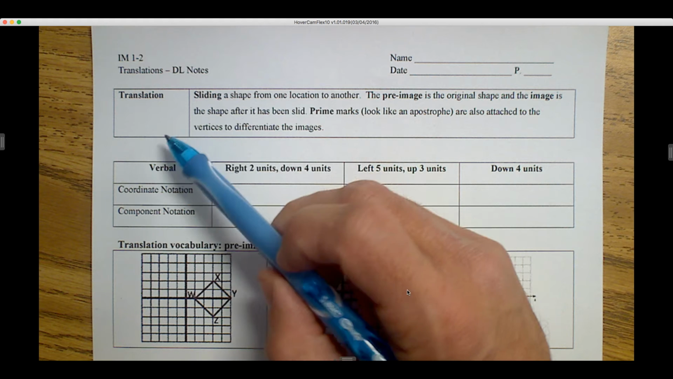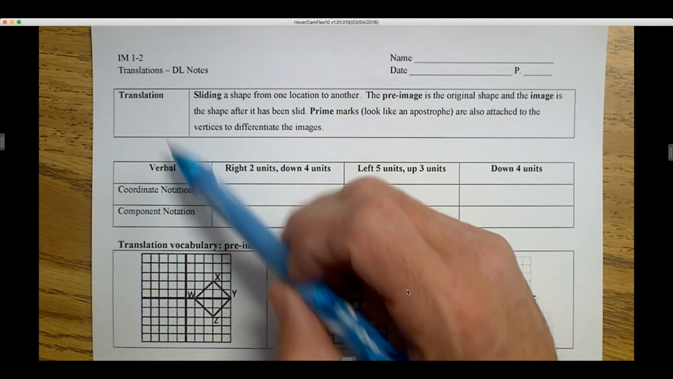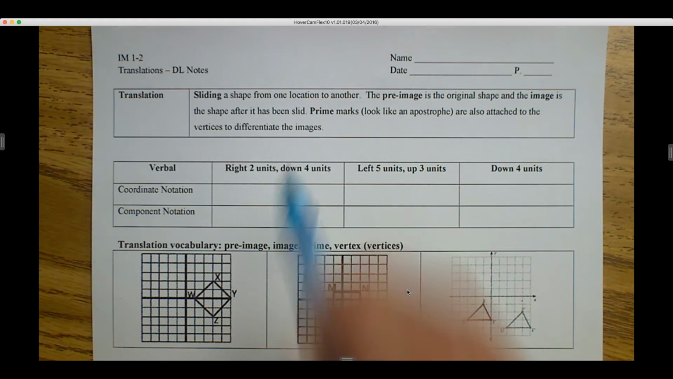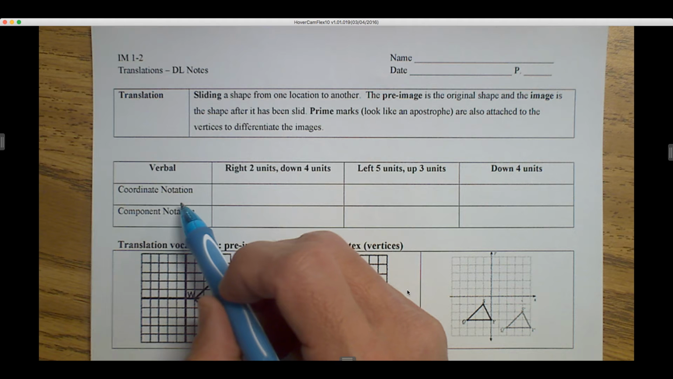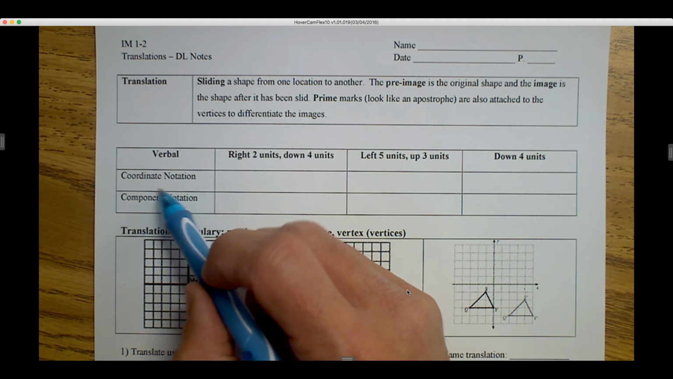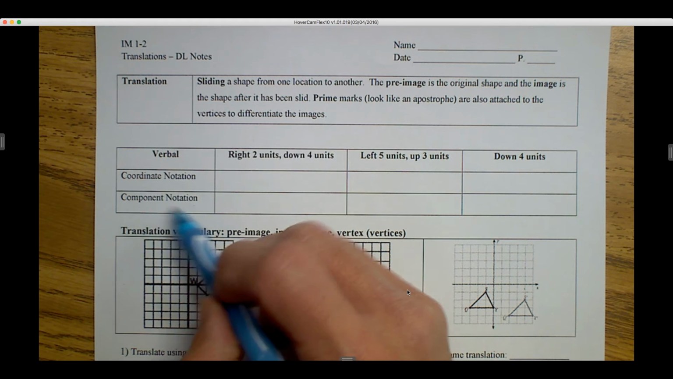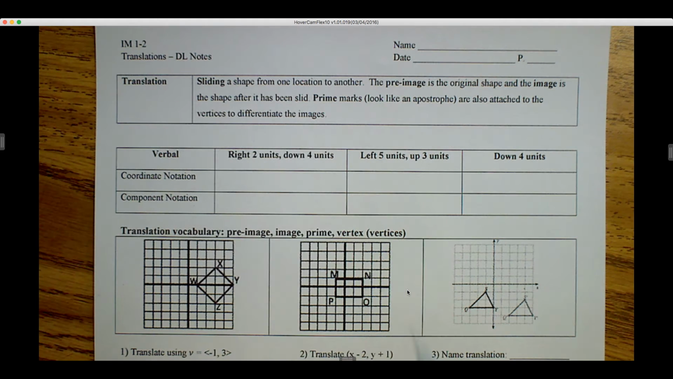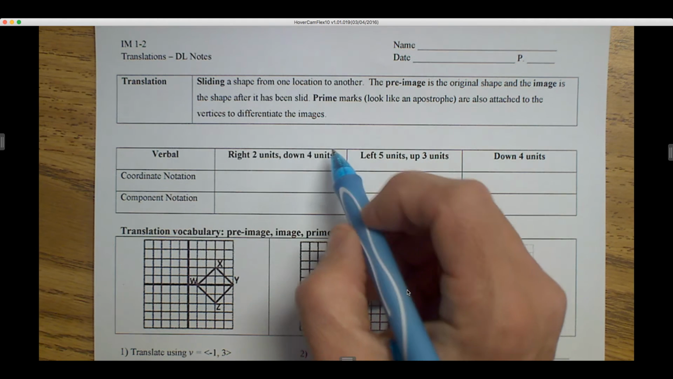So basically, translations are going to tell us where to slide it, and we're going to slide it. There are two different ways to show notations of sliding. The first one is coordinate notation, and the second one is component notation. Two different ways to look at something to know where we're going to slide.